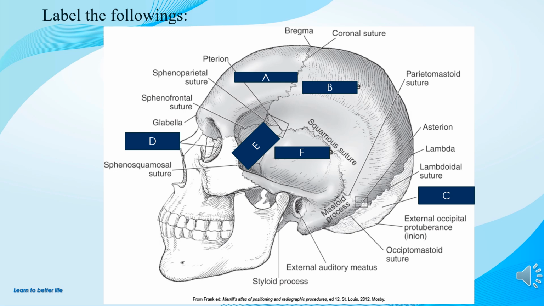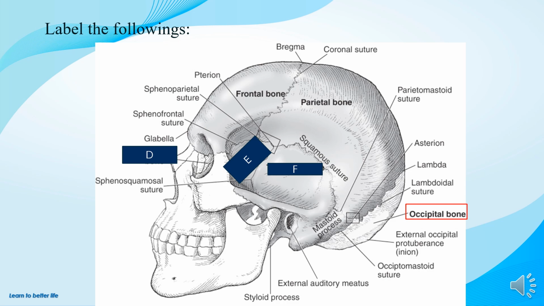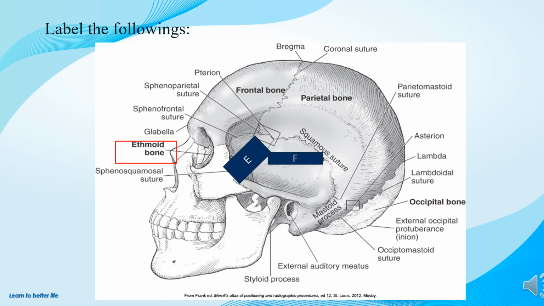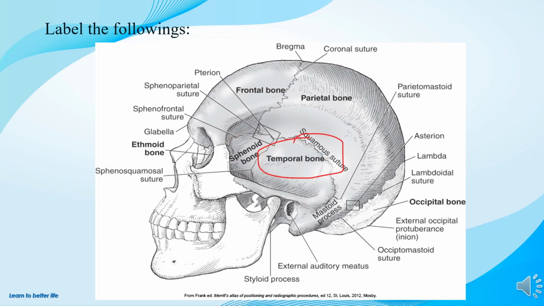Label the following. A is the frontal bone. B is the parietal bone. C is the occipital bone. D is the ethmoid bone. E is the sphenoid bone. F is the temporal bone. Make sure you know all these bones and their locations.